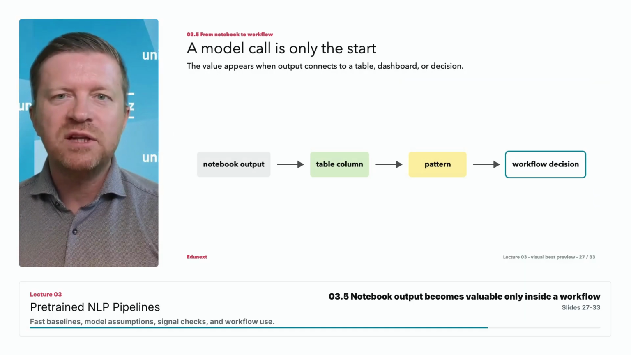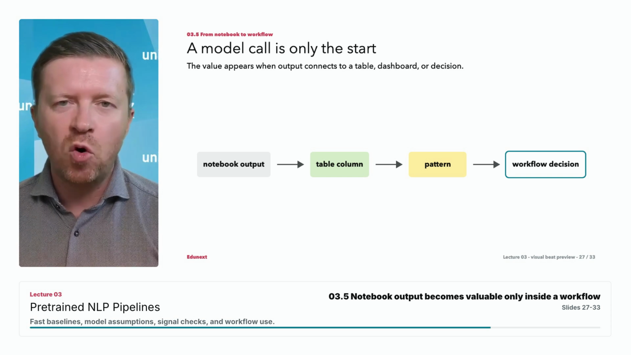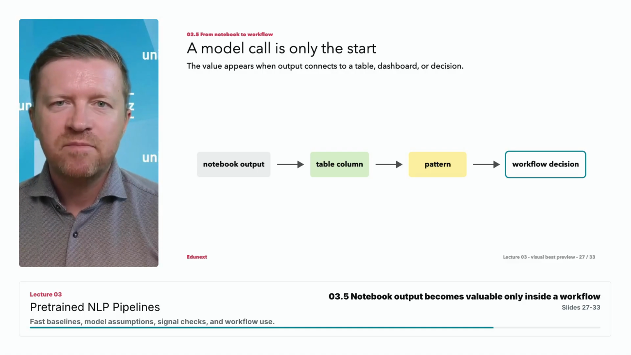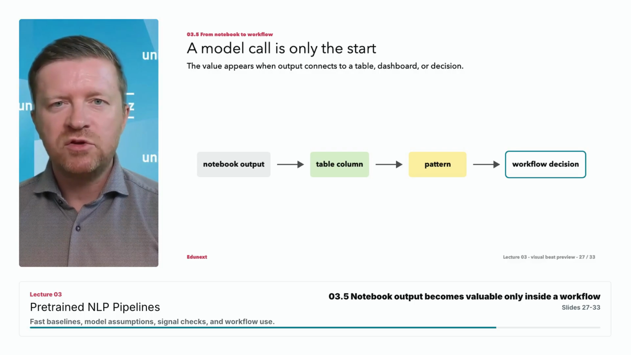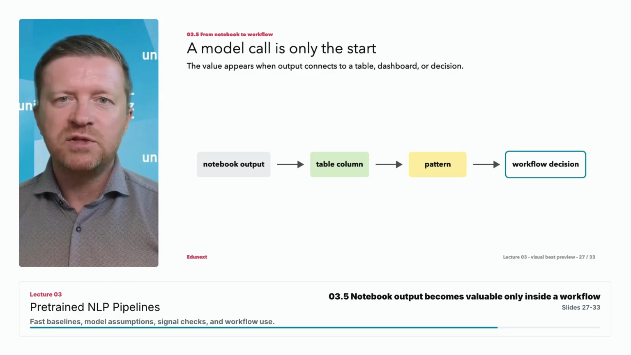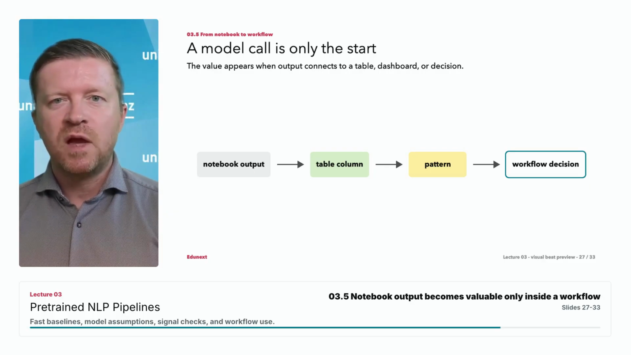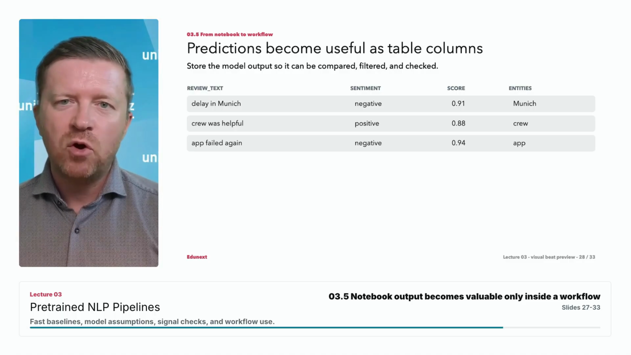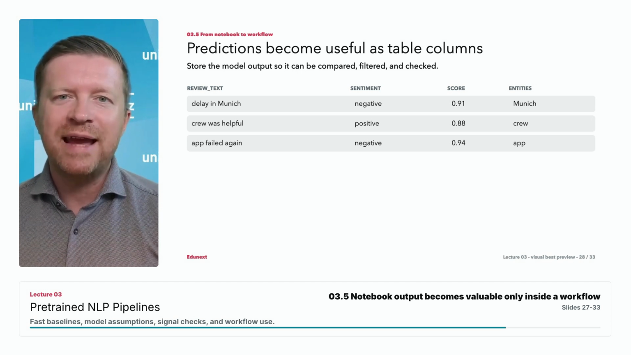A notebook prediction is not yet an application. It is easy to stop when the cell prints a label and a score, but in a real workflow, the important question is what happens next. Suppose we analyze airline reviews. The raw text is messy. One review complains about delays, another mentions friendly staff, another talks about an app problem in a specific airport. If we run a sentiment pipeline, we can create a new column such as sentiment label. If we also keep the score, we may create sentiment score. If we run NER, we may add extracted organizations, locations, or product names.